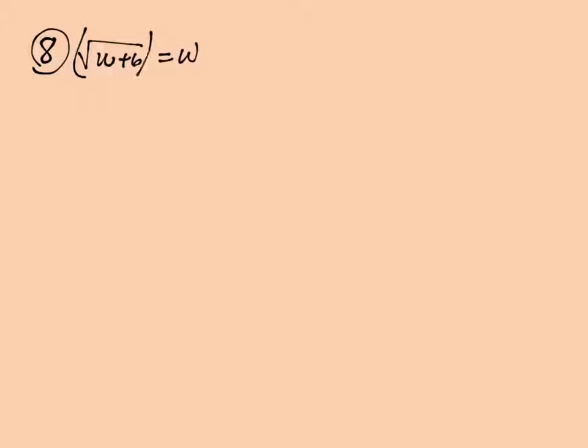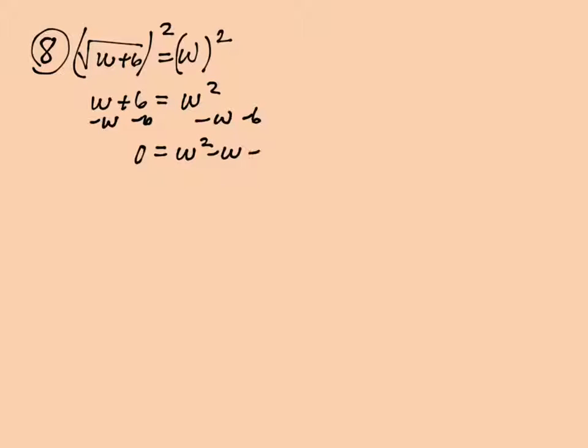All right, we're going to square both sides just like we had done before. What's the square root of w plus 6 squared? W plus 6. And then on the right-hand side, I have w squared. So far, so good? Okay, great. I need to move it all onto the same side. Do you want to move it to the right or to the left? To the right? It'll keep the w squared positive. So I will subtract my w and subtract my 6. So I have 0 equals w squared minus w minus 6.